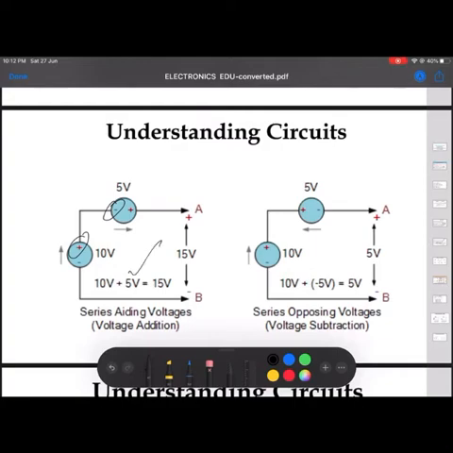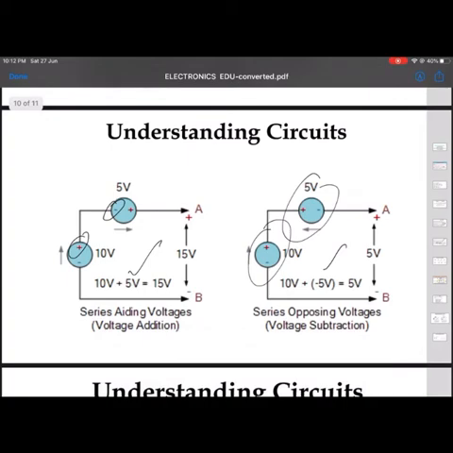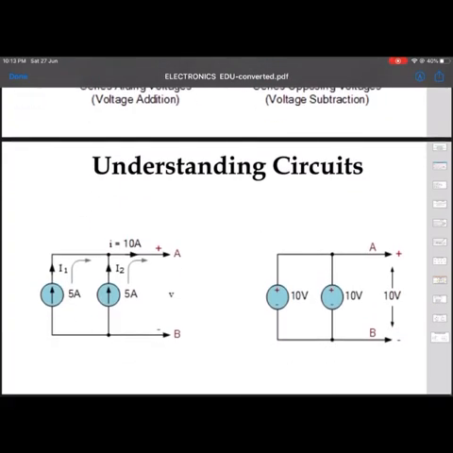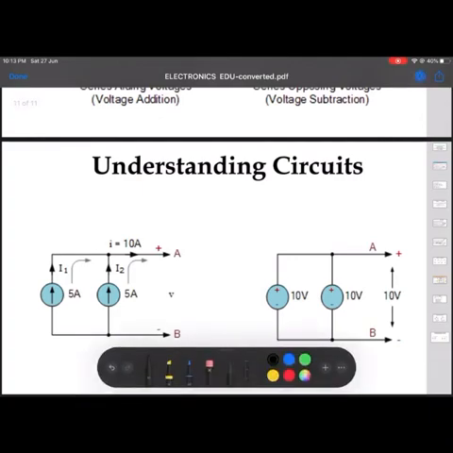So if one is 10, other is 5, it becomes 15. While if you do positive of one with a positive other, the voltage gets subtracted and you get nothing but 10 minus 5 and gives you 5 volt. Similarly, if you connect current sources in parallel, 5 ampere, 5 ampere, the total become 10 amperes. While in voltage sources, if you connect them in parallel, voltage remains same. So see that there is a very nice relation between current and voltage in series and parallel and sources.